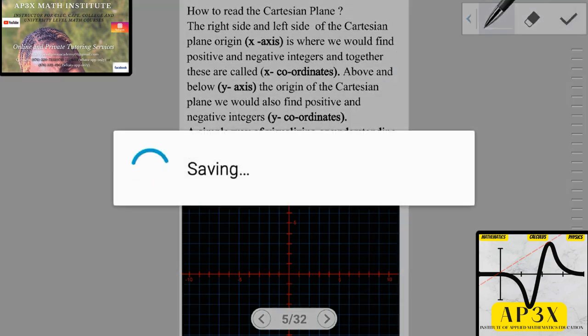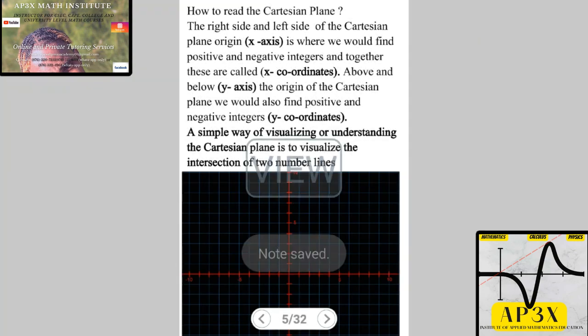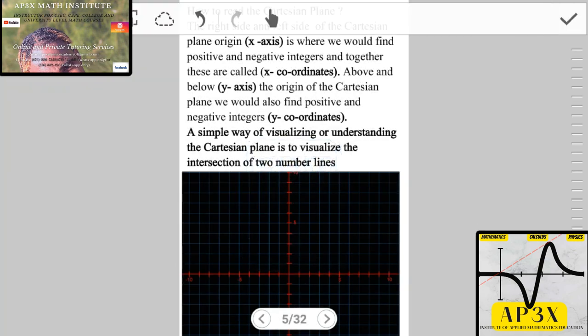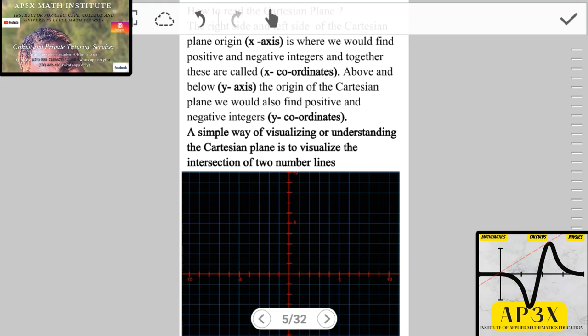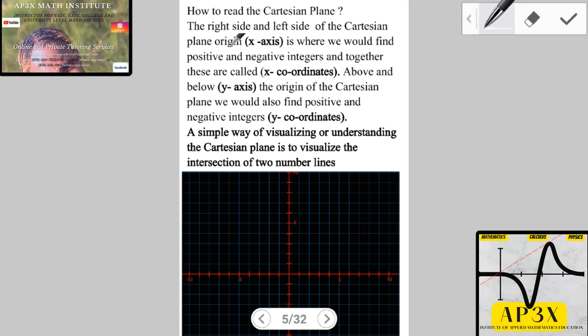So the right side of the Cartesian plane and the left side of the Cartesian plane, or of the origin, is your x-axis, this line here. So this is the positive side of the x-axis, and over here is the negative side of the x-axis, okay? And that's what it's saying right here. Positive and negative integers together are called x-coordinates.